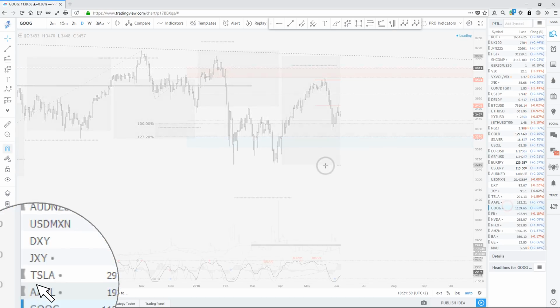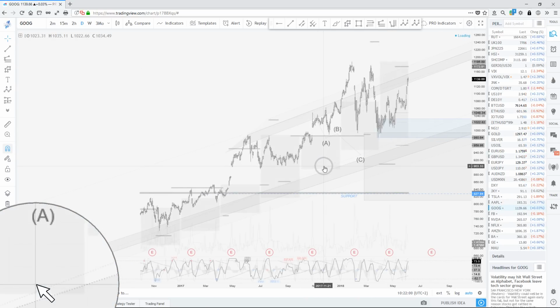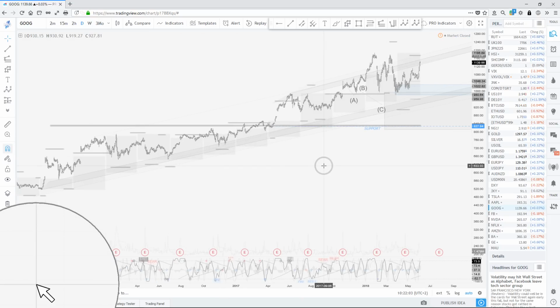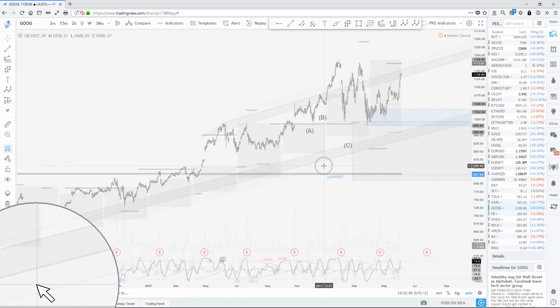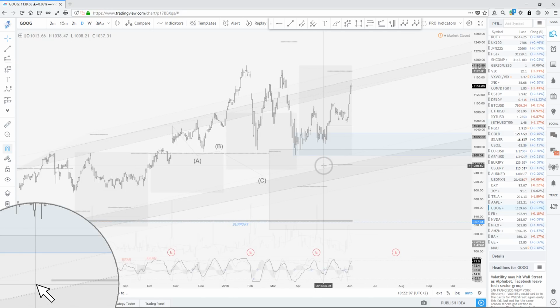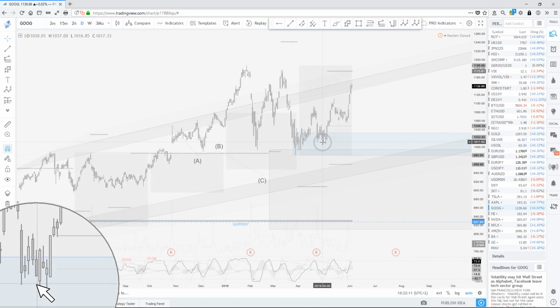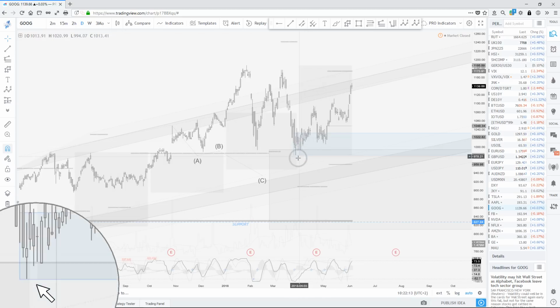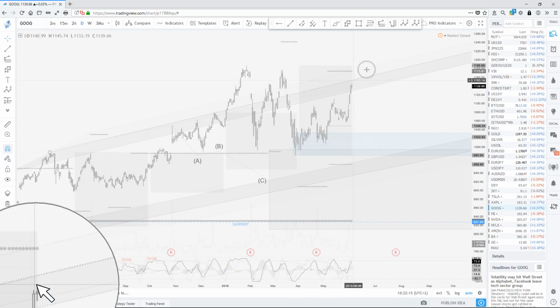And probably, let's have a look at Google. See if there's something to trade out of this. And yeah, probably there is. As you can see, we've got an A, B, C structure. We're tracing here to the B point. So this is the WXY structure we have right here.